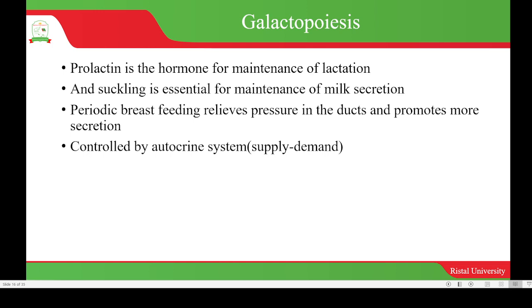Galactopoiesis is basically the maintenance of lactation, and prolactin is the major hormone that is involved here. Suckling is essential for maintenance of milk secretion. Periodic breastfeeding relieves pressure in the ducts and also promotes more secretion, and this is controlled by the autocrine system of supply and demand. The higher the demand, the higher the supply, and the lower the demand, the lower the supply.